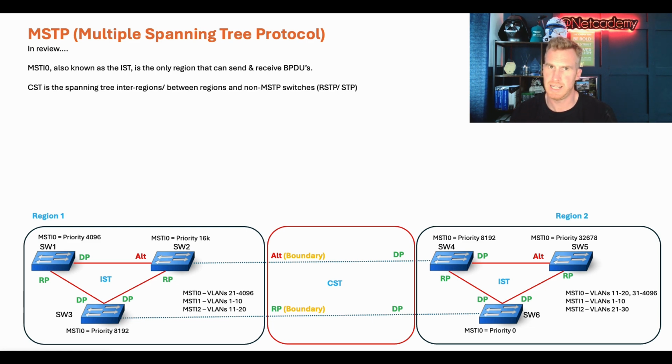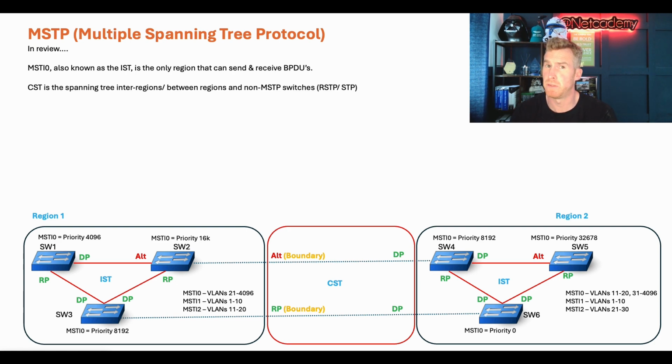Then you've got CIST, common spanning tree. It's that link between regions. And it allows that loop-free topology, again, to be calculated and determined between different regions. And please remember, a region is based on particular comparisons.